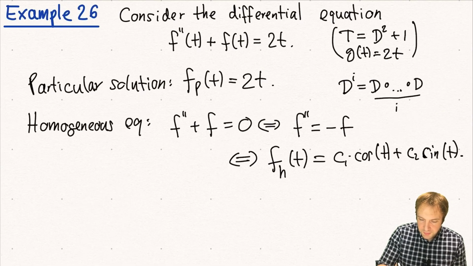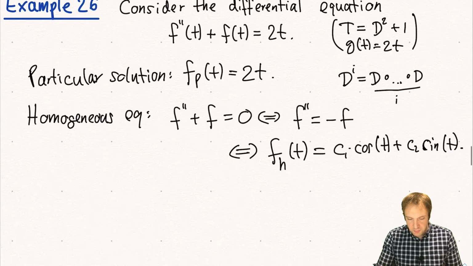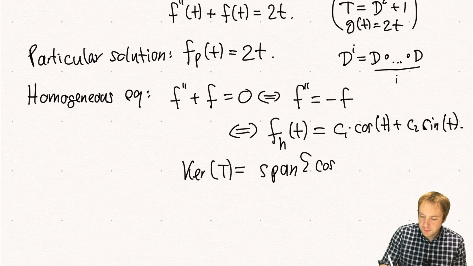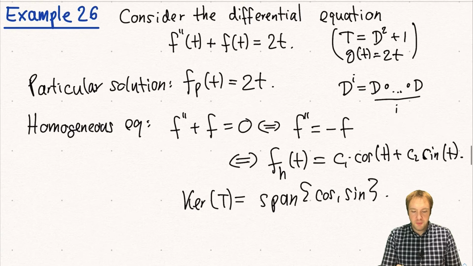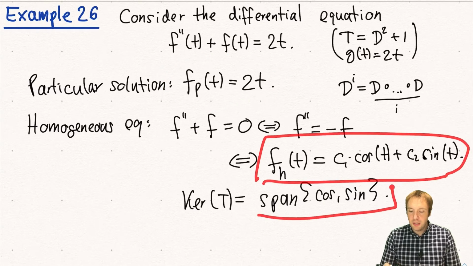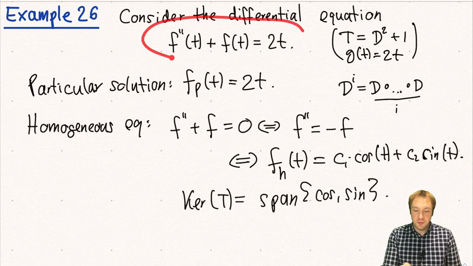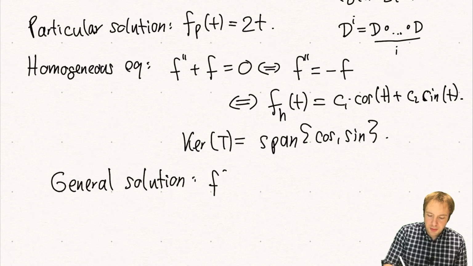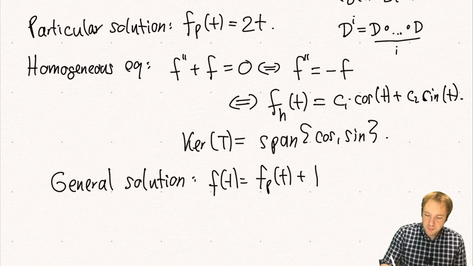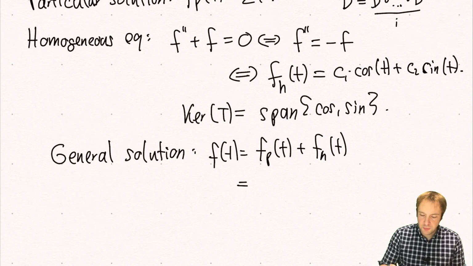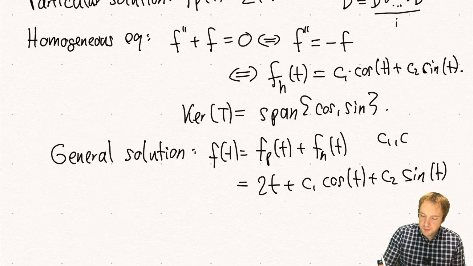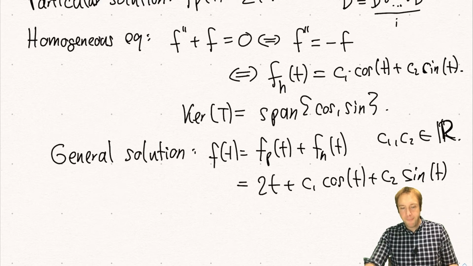And we will see that these are actually all solutions. So this we cannot prove yet, but we will see later that the kernel of this T is exactly the span of the cosine and the sine. So therefore we have one particular solution here, and we have all elements in the kernel, and this gives us all possible solutions to this here. So the general solution is therefore f of t equals this one solution plus the homogeneous solutions. So in this case we can say it's 2t plus some linear combination of the cosine and the sine, where these c1 and c2 are some real numbers. And this gives us all solutions.